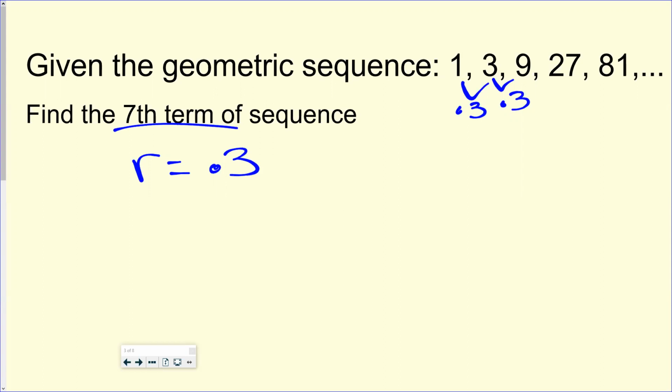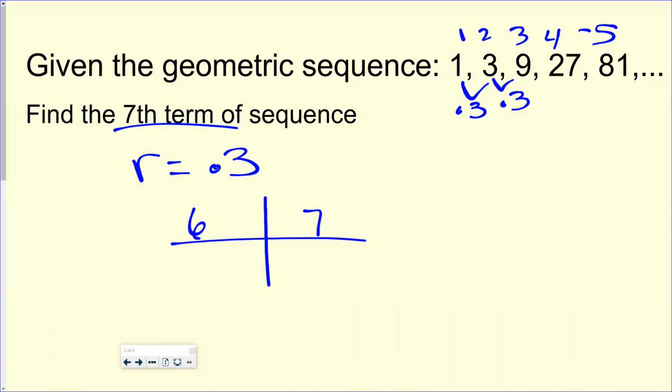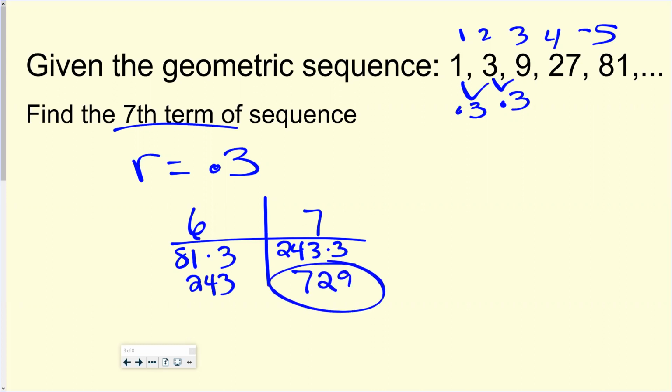So they want us to find the 7th term. Well, how many terms do I have? 1, 2, 3, 4, 5. So I need my 6th term and my 7th term. Well, what's my 6th term? It's going to be 81 times 3. 81 times 3 is 243. To get the 7th term, do 243 times 3, and that is 729. So that right there tells me what my 7th term is.